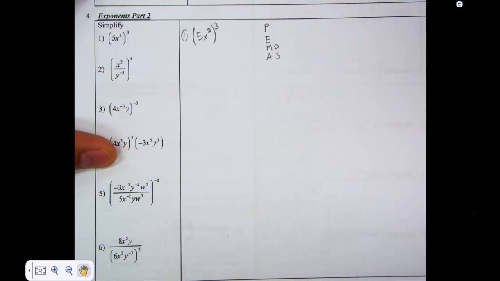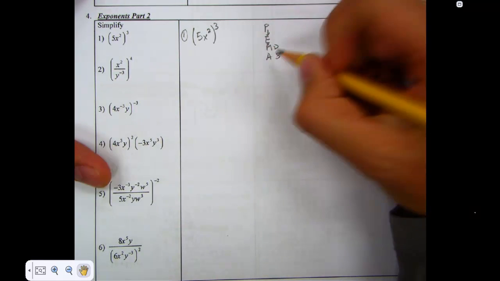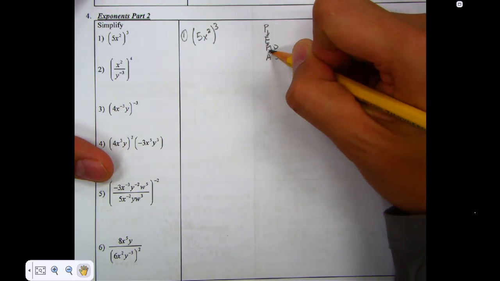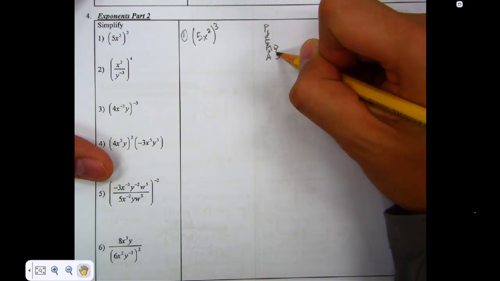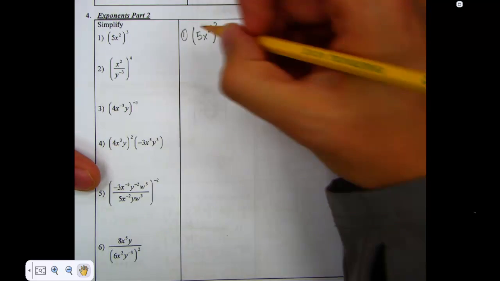do your properties. Whenever there's parentheses with the exponents, you multiply. Whenever you multiply powers, you add. Whenever you divide powers, you subtract. Okay? So there's parentheses, a power to a power. With the exponents, you multiply.